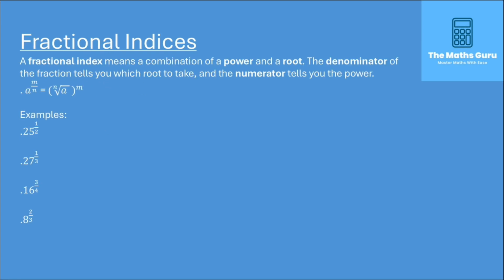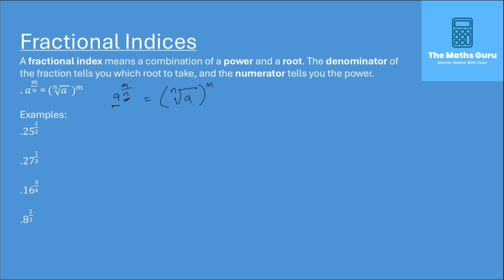Okay, moving on to some fractional indices. A fractional index means you have a combination of a power and a root. The denominator of the fraction tells you which root to take, and the numerator tells you the power. So if we're looking at a to the fraction m over n, we take the nth root of a, so the denominator's root of the base, and then put it to the power of the numerator, in this case m.